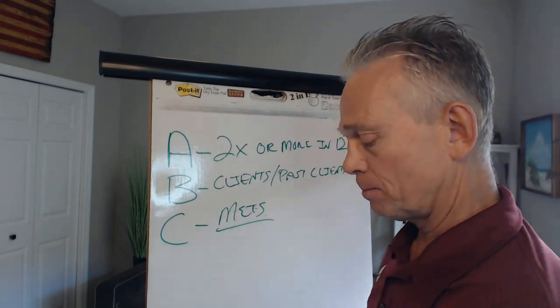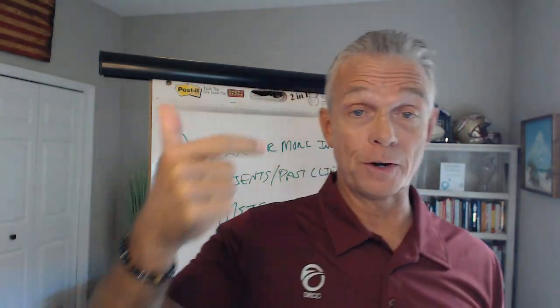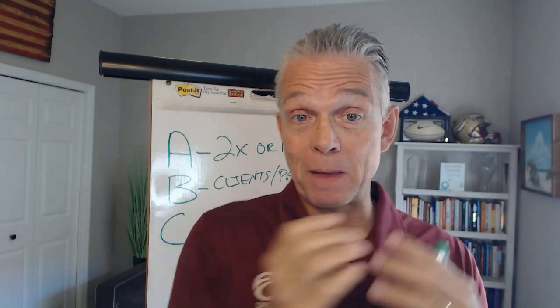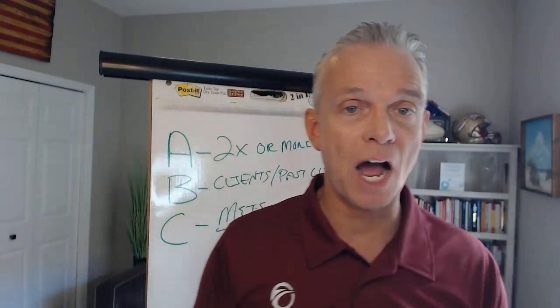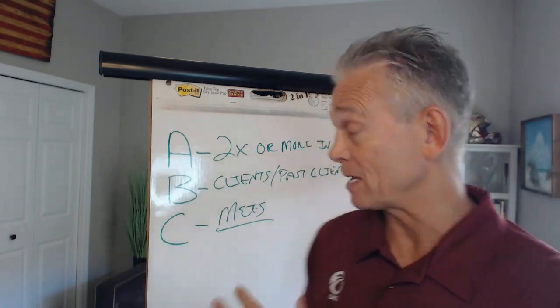These are people that we have met. They could be friends, or people that we met in a networking organization, or somewhere else. We got into a conversation with them, and then we put them into our database. And we put them in as a C because they've never done business with us yet.